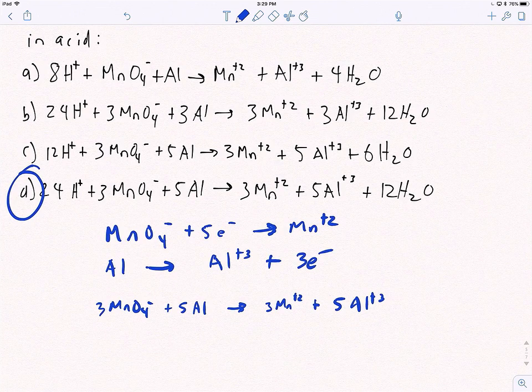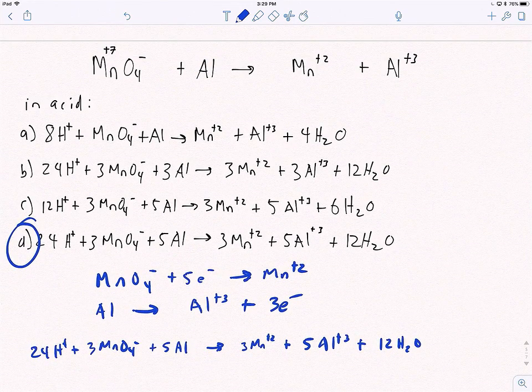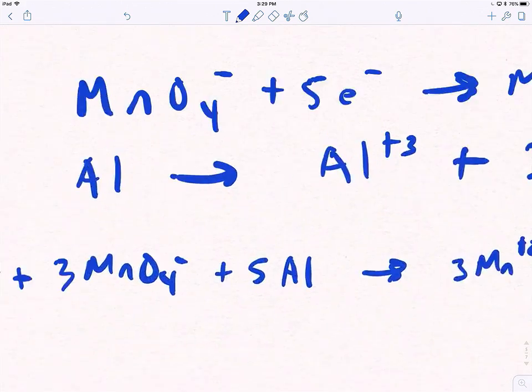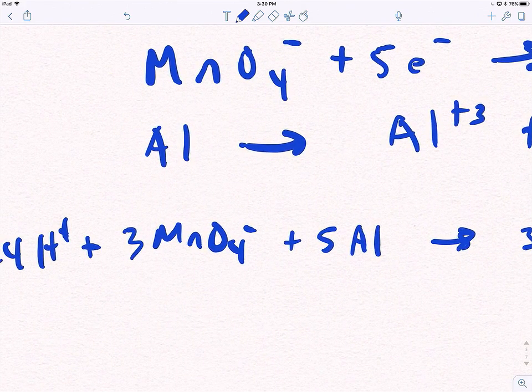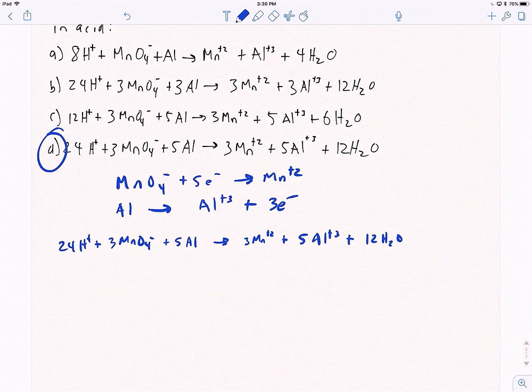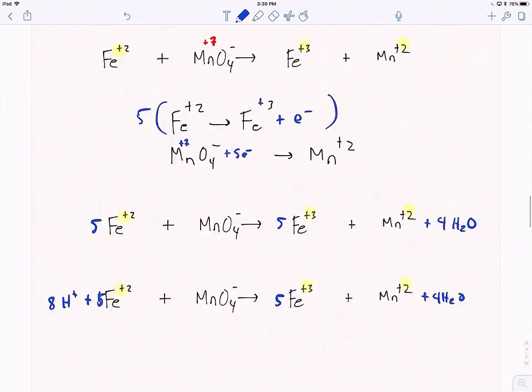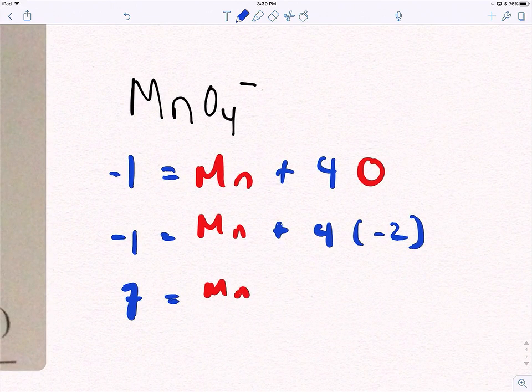So look in here, three permanganates means you need 12 waters, because three times four there is 12. And if you have 24 hydrogens on the right, you need 24 hydrogens on the left, like that. So, questions so far? Because three units of MnO4, three units that has four, so that means three times four is 12. Okay, so that's from up here.